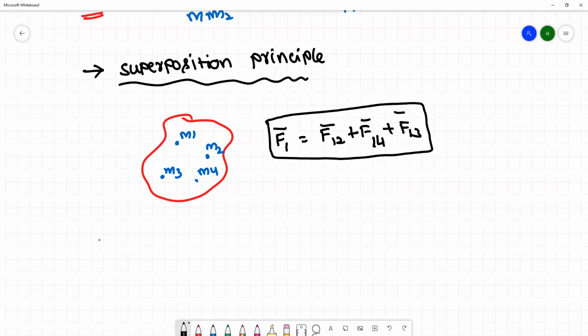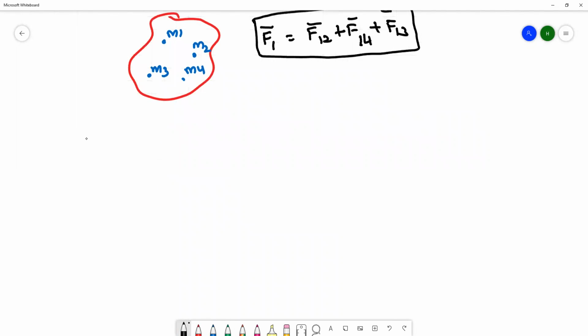Next one, acceleration due to gravity. So this is very, very important. Most of the objective questions we are getting are from this concept, acceleration due to gravity.